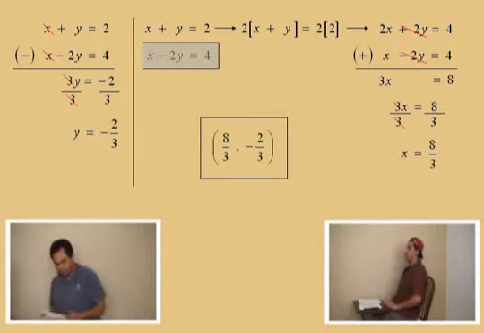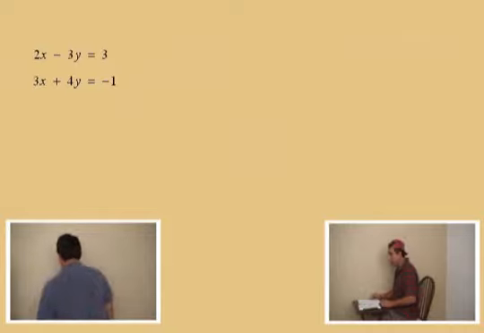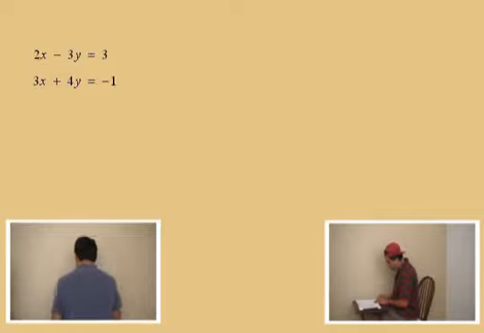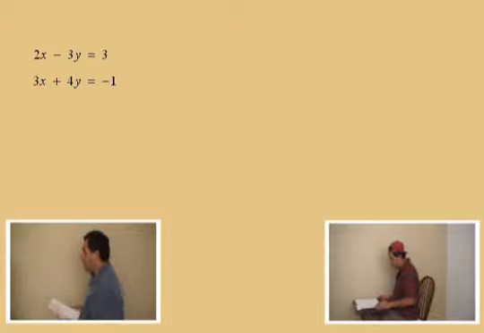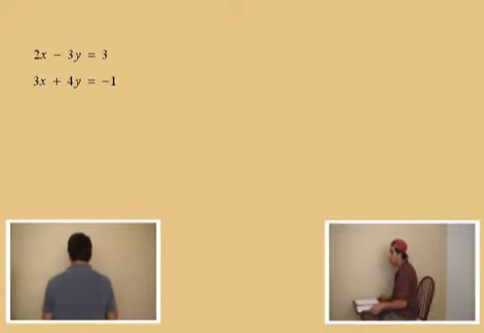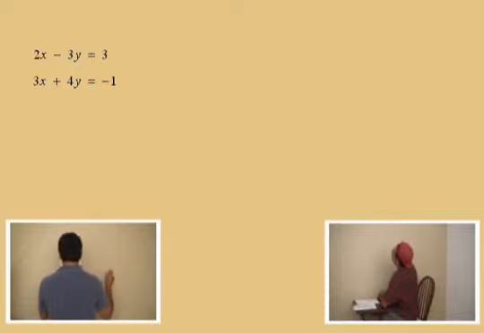Now that was a relatively simple problem. Let's step it up a bit. Let's go to another problem here: 2x minus 3y equals 3, and 3x plus 4y equals negative 1. Now, in this case, notice it's not set up very nicely in that we can't just add or subtract the equations right off the bat, because nothing will get eliminated. So what we're going to do here is make the x's the same. We're going to eliminate the x values first.